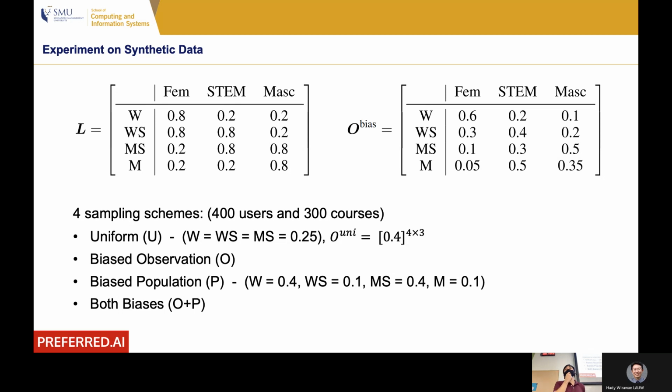The second one is the biased observation, meaning the biases in the metrics that I showed above are the ones that incur the observation bias. For the biased population, they have a different number of users for each of the groups. This introduces bias in population, the population imbalance that we discussed earlier. And the last one is both biases, so we have both imbalances combined together. This is the worst one.